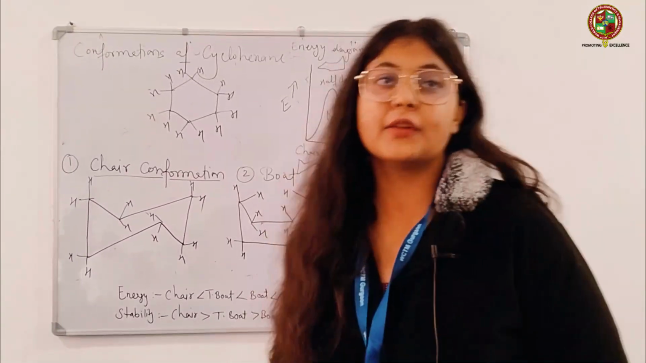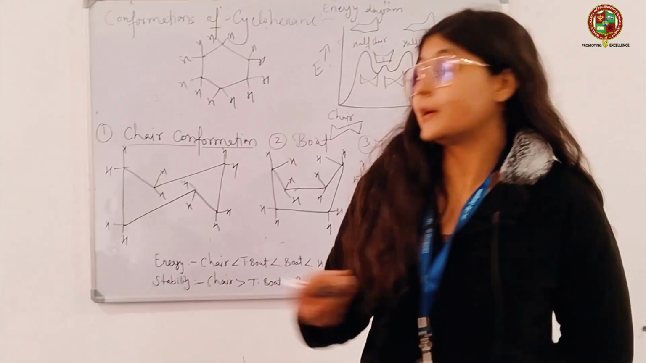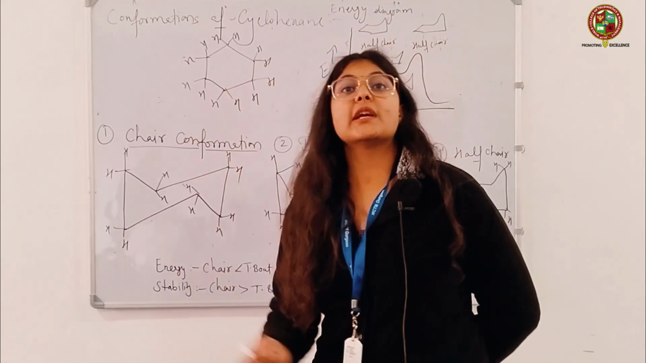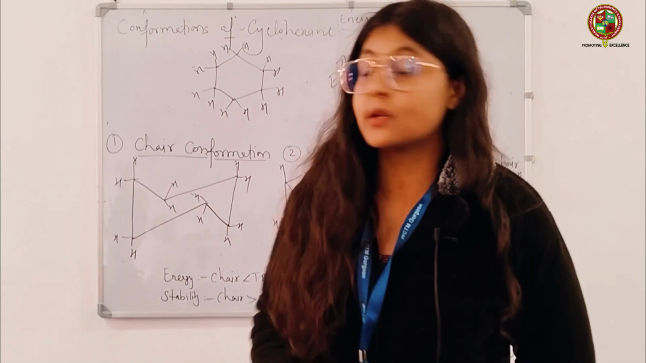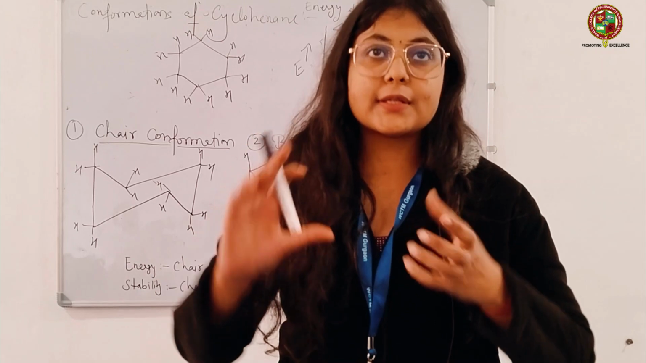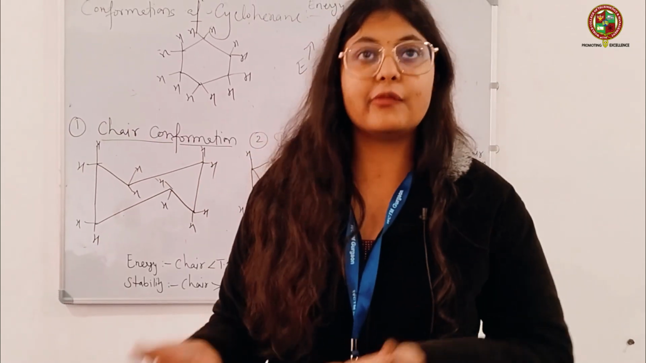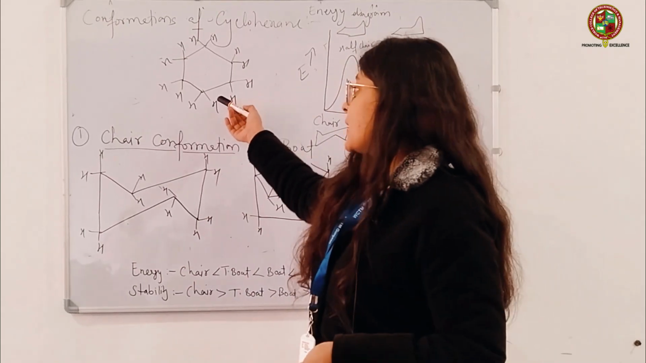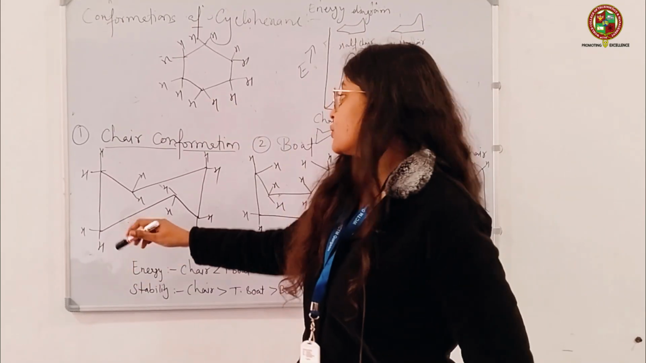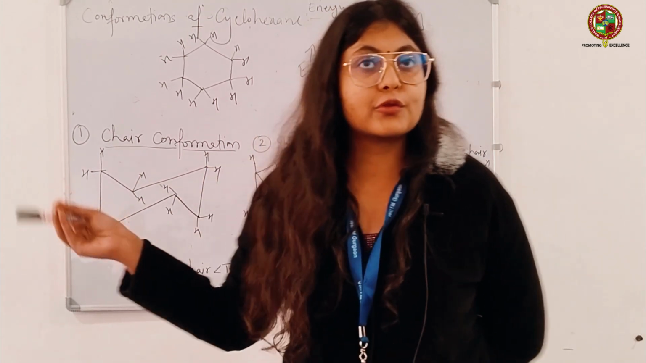Now let's start with the conformations of cyclohexane. As you know, cyclohexane is nothing but a ring structure which has 6 carbons and 12 hydrogens. Conformation means we can rotate the carbon-carbon single bond and convert it to another isomer. That is conformations. The first conformation of cyclohexane is the chair conformation. So we have to draw it like that. You have to learn how to draw it.